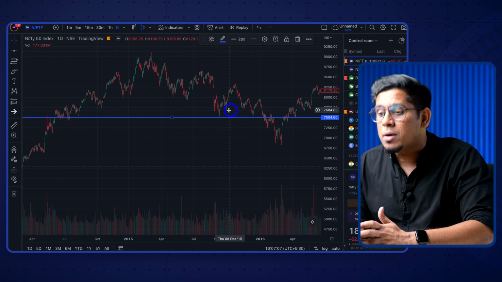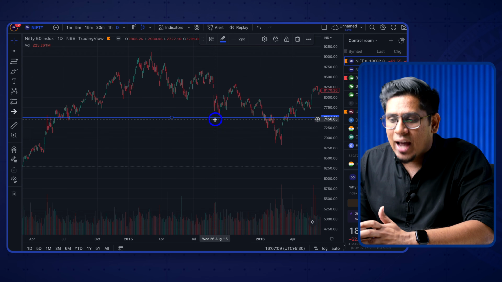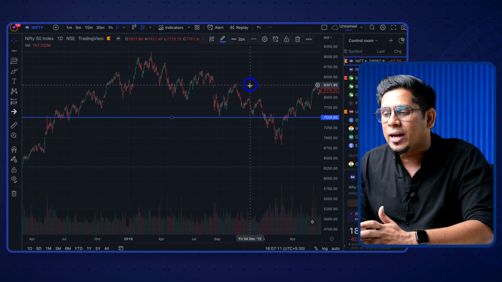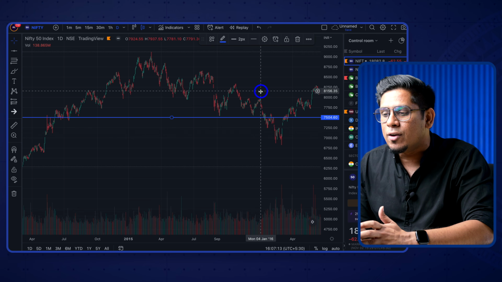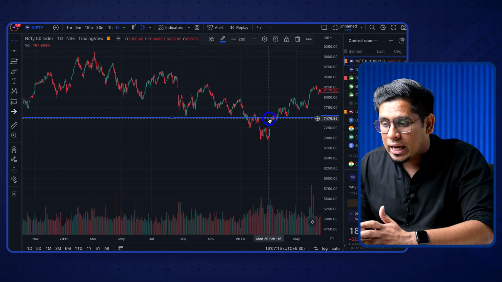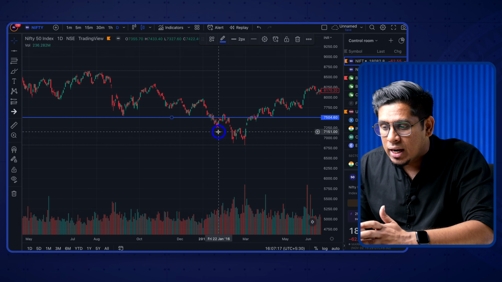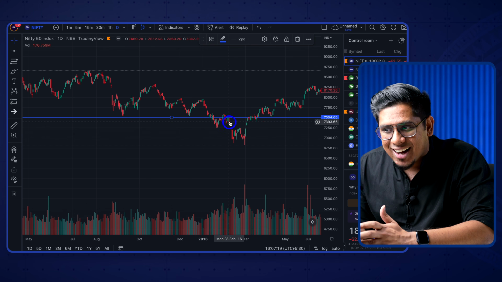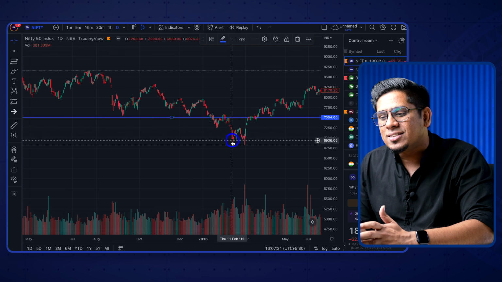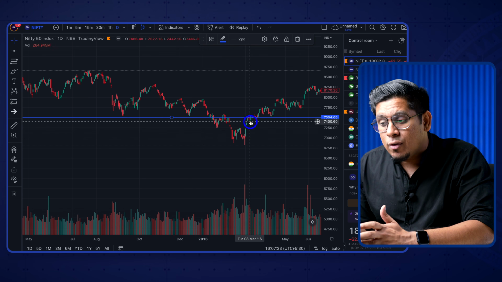Even after so many months, if you see, Nifty came down, that support was taken, went up again, then came down, that support was taken, then went up again, came down, support was taken, and then there is some indecision here, it went down, came back, then it acted as a resistance, then started coming down, then Nifty went up again.